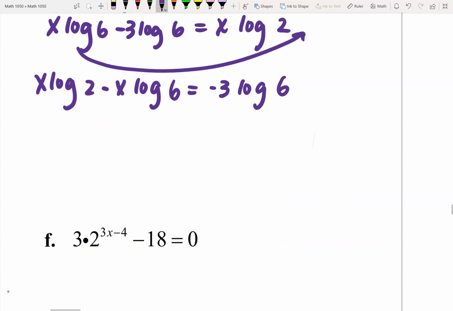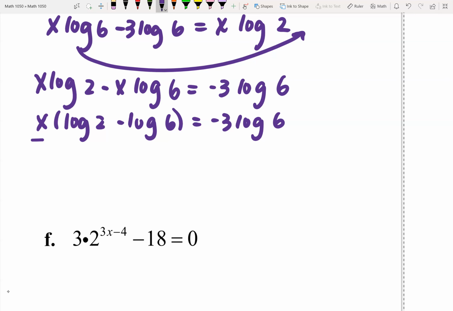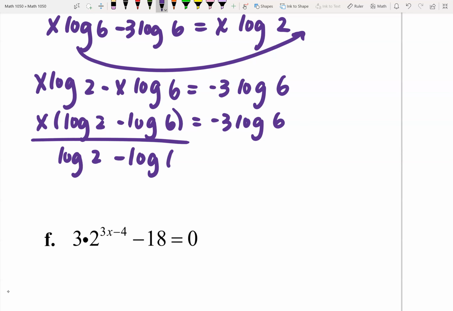Okay? I'm trying to solve for x. Tell me what to do now. Come on, what did we do on the Bell quiz? Pulled out. Tell me what to do. Come on. Take out an x. When I take out an x, I'm left with x times log 2 minus log 6 equals negative 3 log 6. I'm trying to solve for x. This log 2 minus log 6 is multiplied. So I'm going to divide by log 2 minus log 6, both sides.